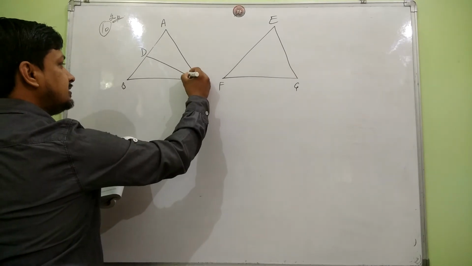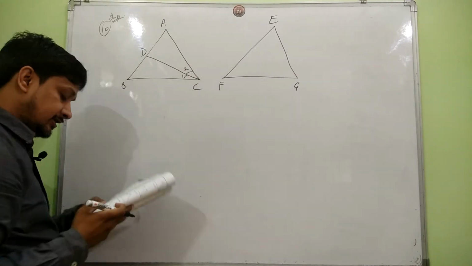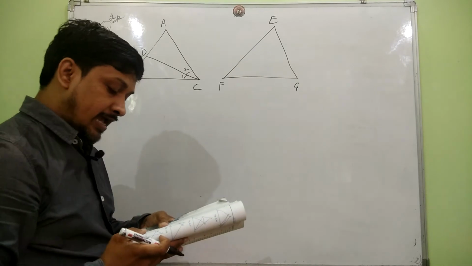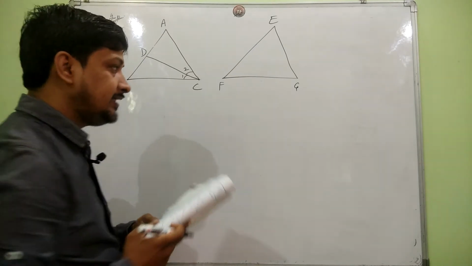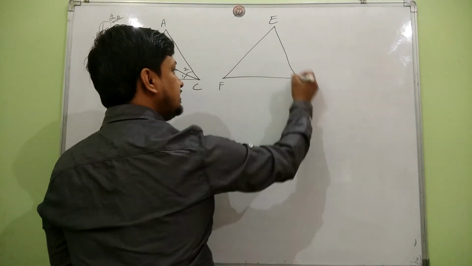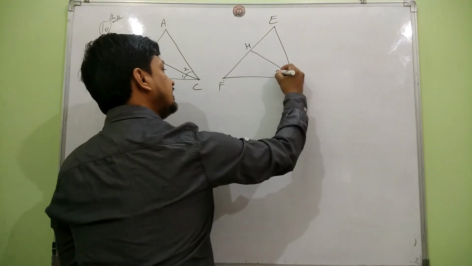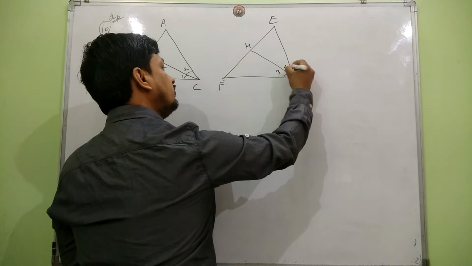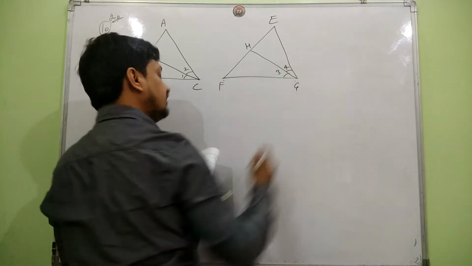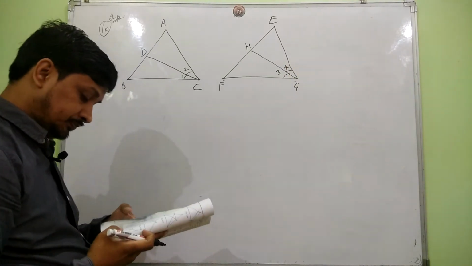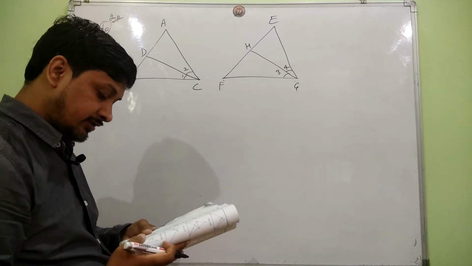So this angle is equal to this angle. Let us consider them to be angle 1 and angle 2. And GH is the bisector of angle EGF. So where is angle EGF? Its bisector is GH. So this angle 3 is equal to angle 4. Okay. Now, these are the things which are given.